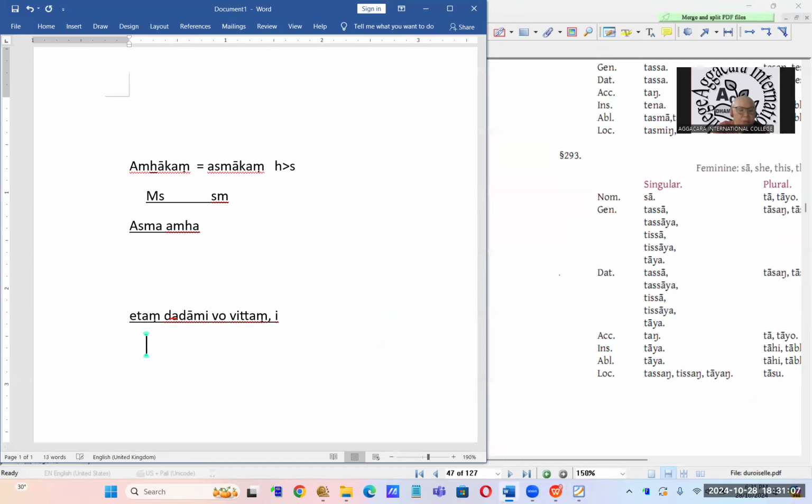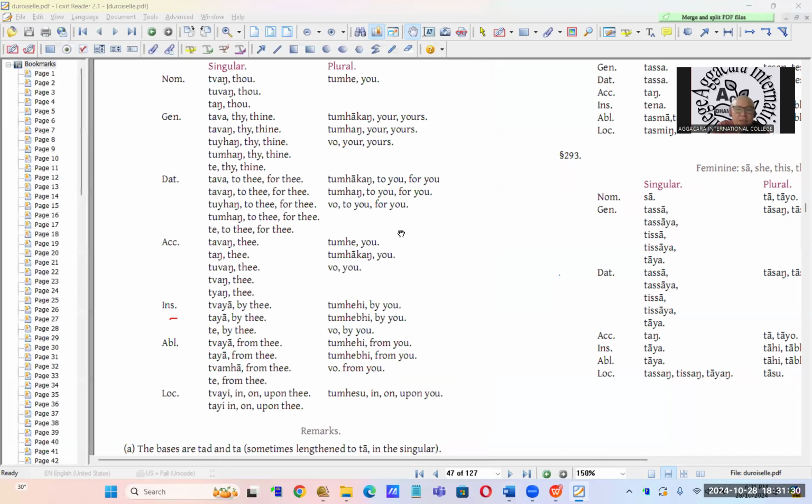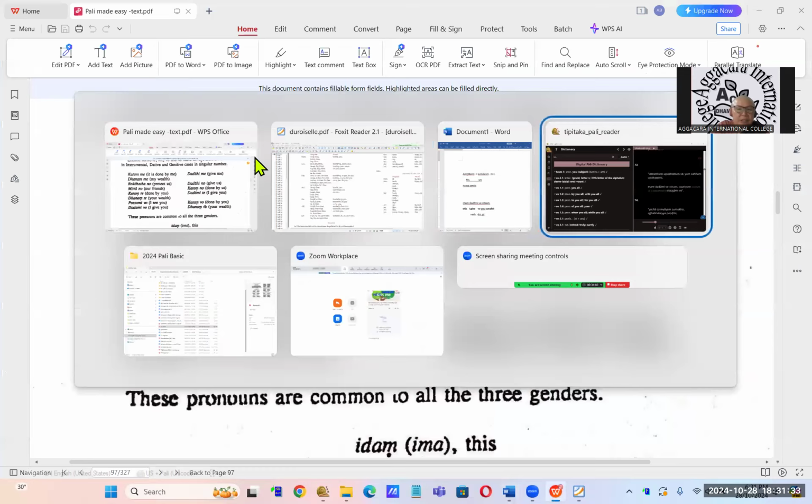Then this one will be a verb, and this is a dative plural. So I give now to you wealth, all right? So I give wealth to you. In this case, it will be dative, right?